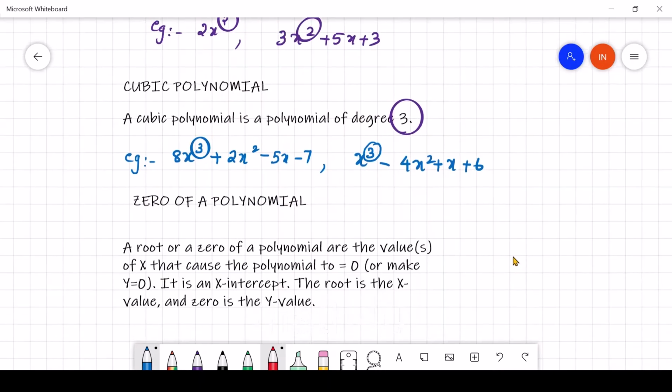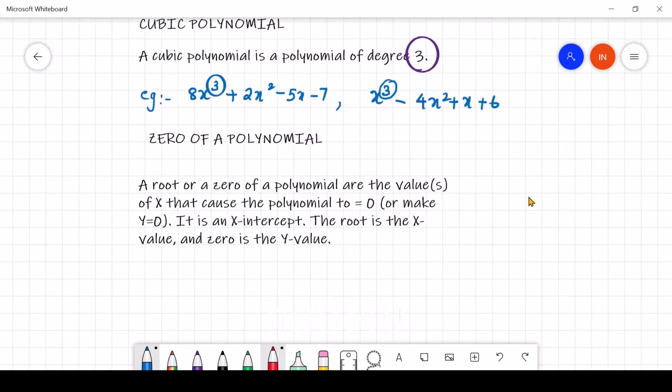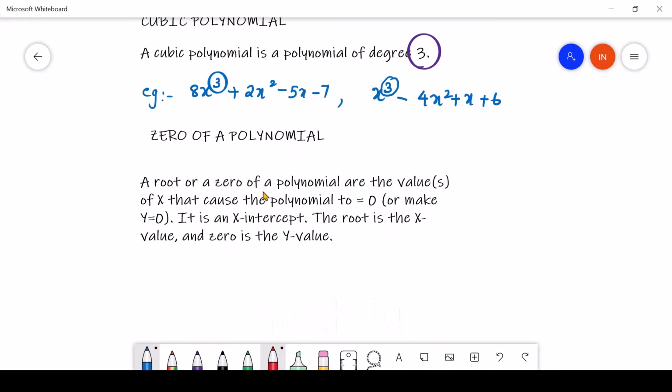So next, what we are going to discuss is the zero of a polynomial. A root or a zero of a polynomial is the value of x that makes the polynomial 0. So what does it mean? Let me write a polynomial, p of x is equal to x square minus 3x minus 4. So this is a polynomial, you know.